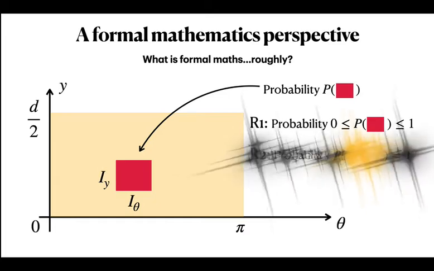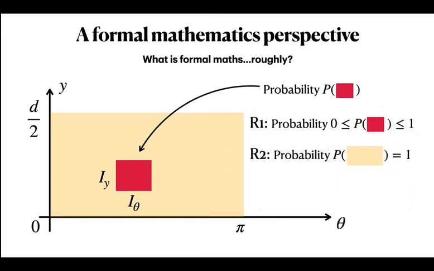The second rule is that the probability for the needle to be in any one of the possible configurations, so that's the probability of the entire beige rectangle, is necessarily equal to 1, right? Because a needle cannot be in an impossible or non-existing configuration. It has to be in one of these configurations.